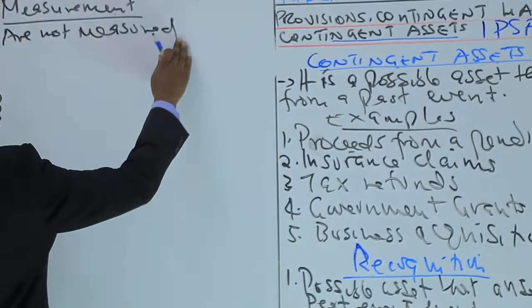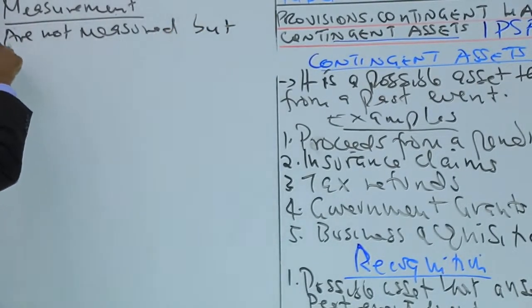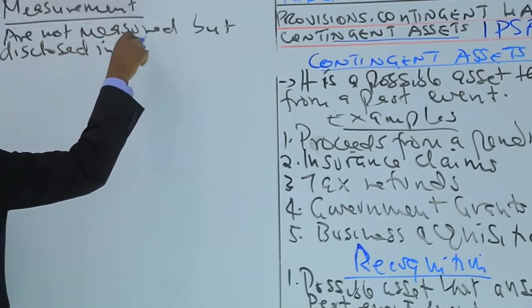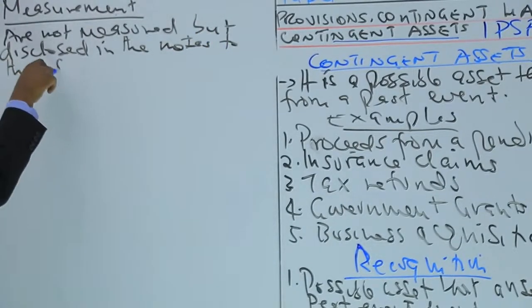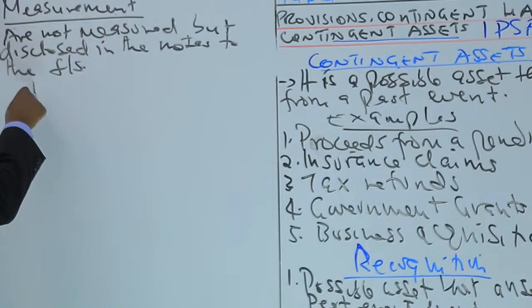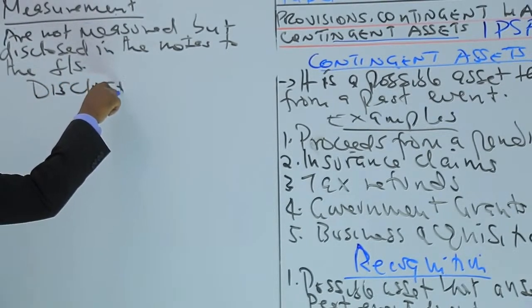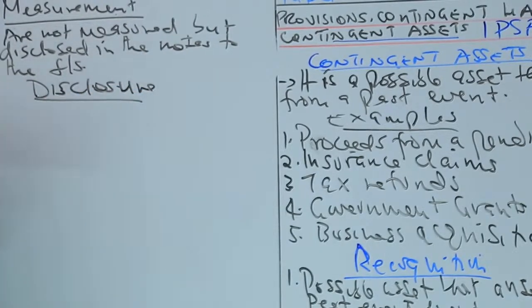Just like contingent liabilities are not measured, but disclosed in the notes to the financial statements. They are not measured, but they are disclosed in the notes to the financial statements. Lastly, disclosure. What are the disclosure requirements for contingent liabilities?